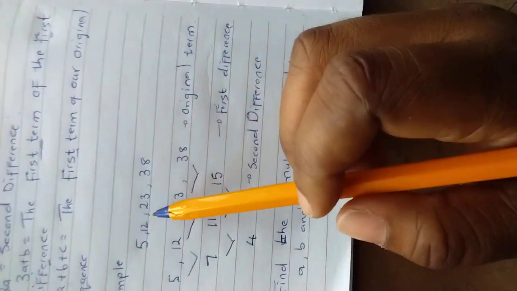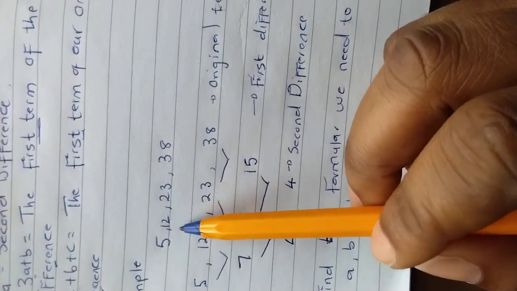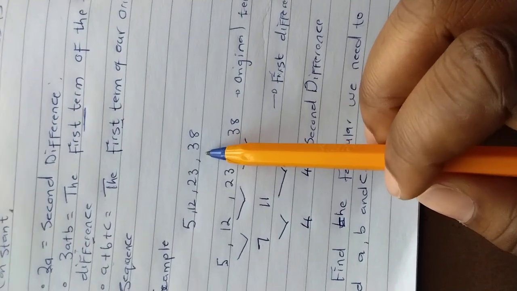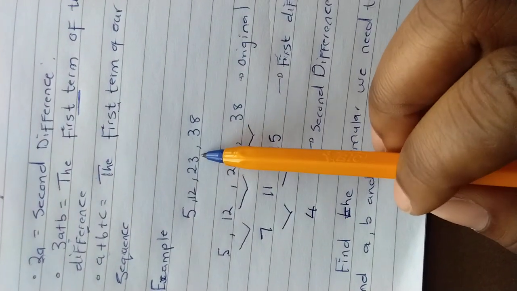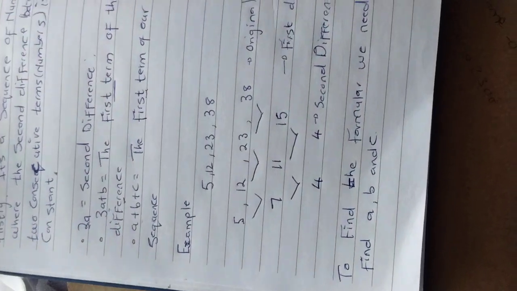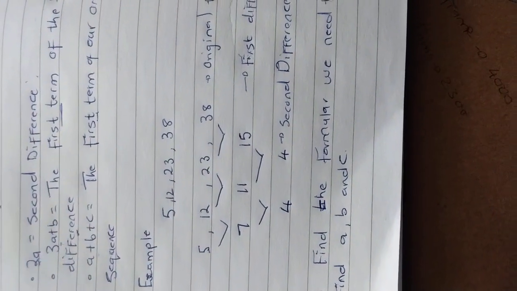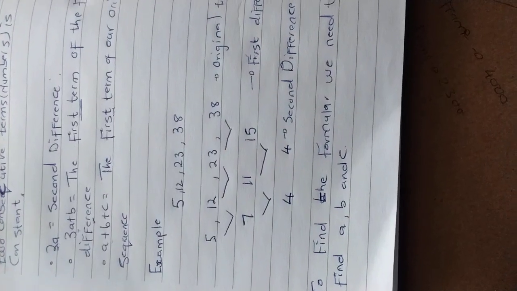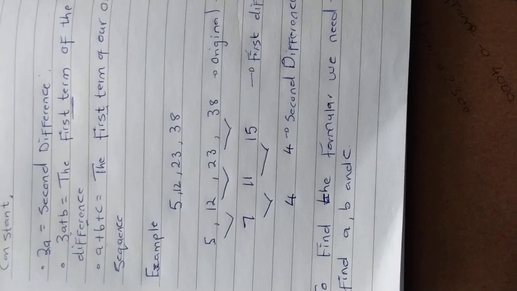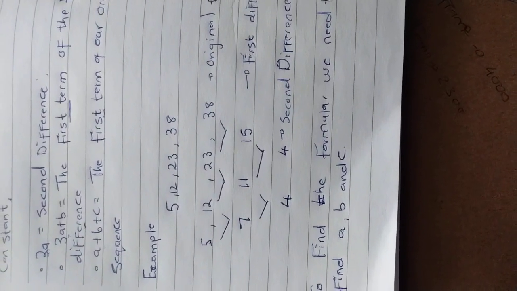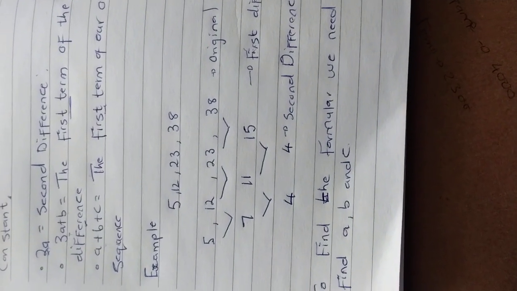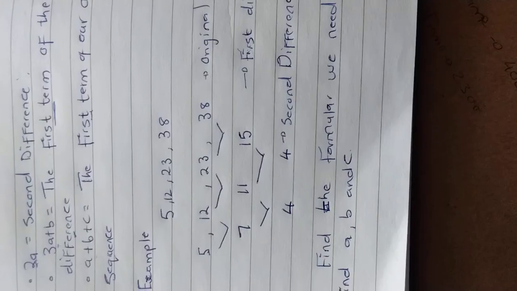So we are given this pattern right here: 5, 12, 23, and 38. They are saying that this pattern is a quadratic sequence, and what we must do here is find the general term, the formula for this pattern. Always know that with a quadratic sequence, we always have a second difference. There's the original pattern, and then the first difference, and then the second difference, and you pause there because your second difference is constant, meaning it's the same, equal.